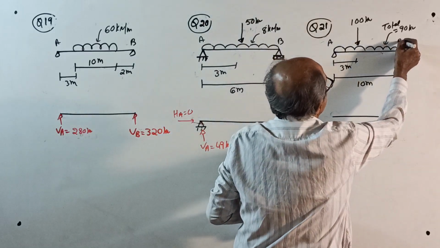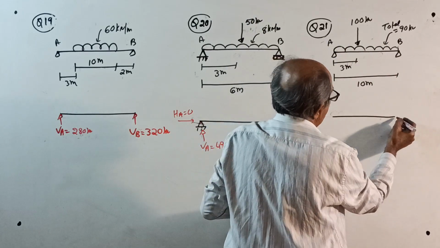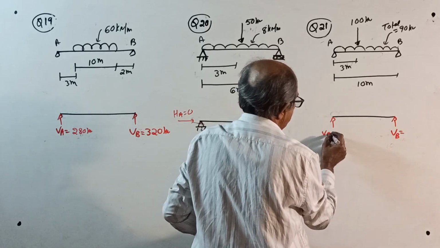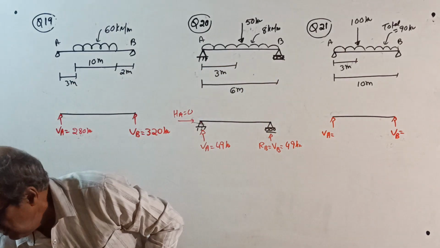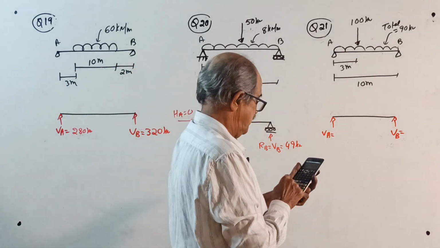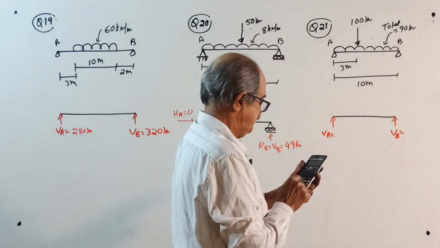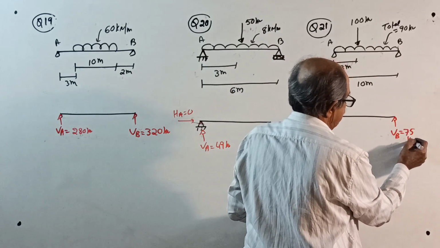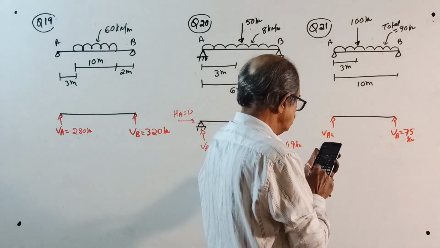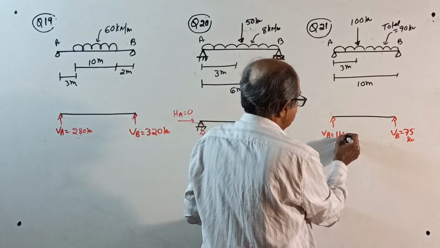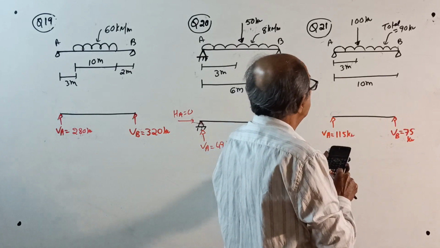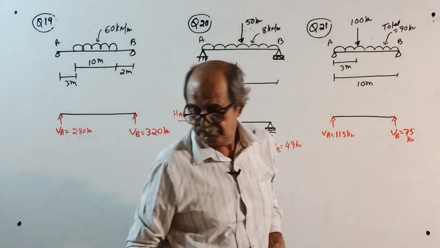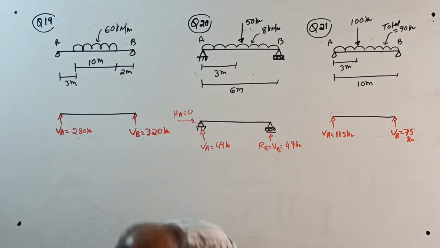AB. Vertical reaction VB, vertical reaction VA. 90 into 5 plus 100 into 3 divided by 10. 75 kilonewton. See, one fine day, you can also have the same fluency. There is nothing impossible. Or I check the answer, safer side. 90 into 5 plus 7. Perfectly correct. So, no chance of mistake here.